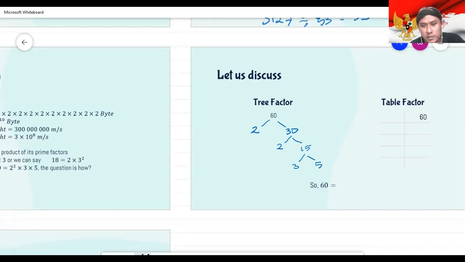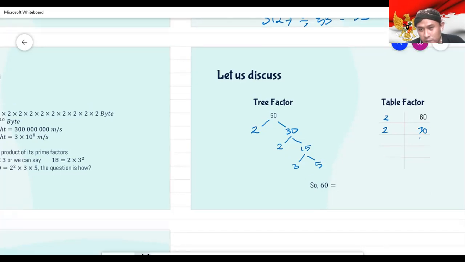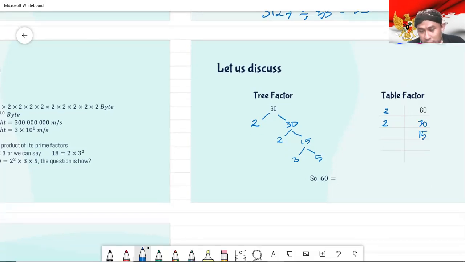So it means that 60 equals, wait a minute. Before we fill this in, let's find it with the table of factors. 60 divided by 2 equals 30. 30 divided by 2 equals 15. 15 divided by 2, can or cannot? Cannot. How about divided by 3? Oh, yes, divided by 3 equals 5.